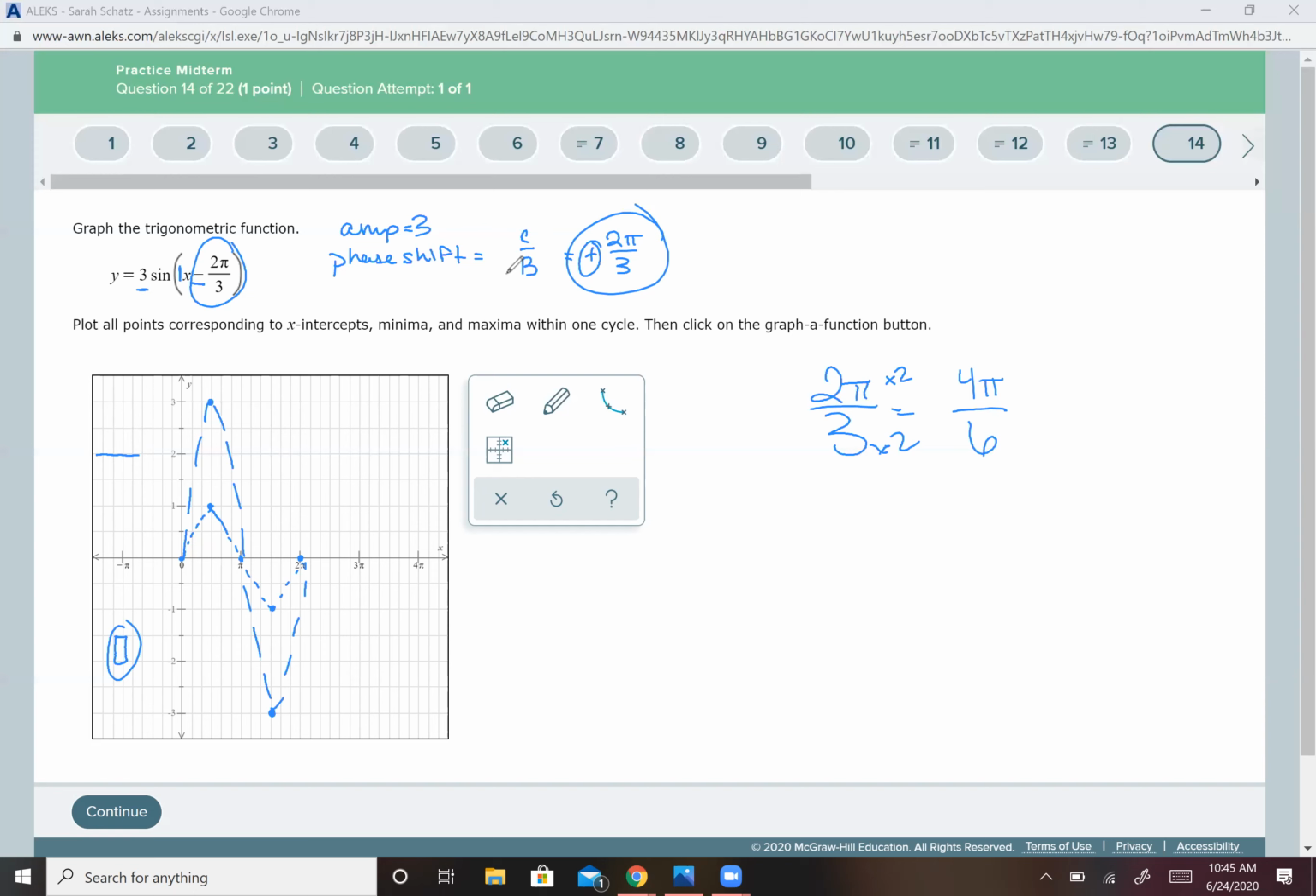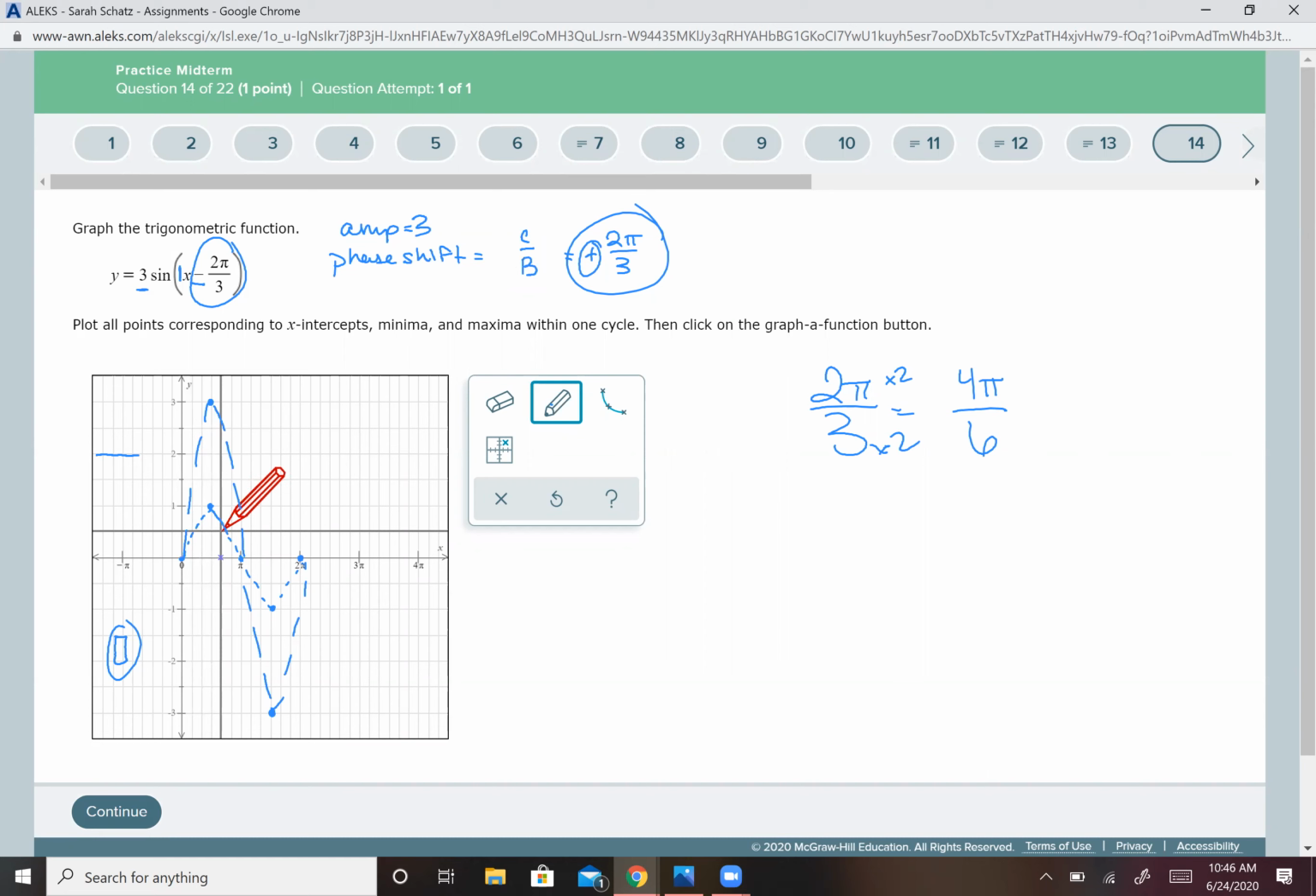So I'm going to draw. You guys, I have this point at 0. Remember, all the points move. So I'm going to send it to the right 2 pi over 3. I found that that was 4 pi over 6 units. So 1, 2, 3, 4. Now it's going to be here.